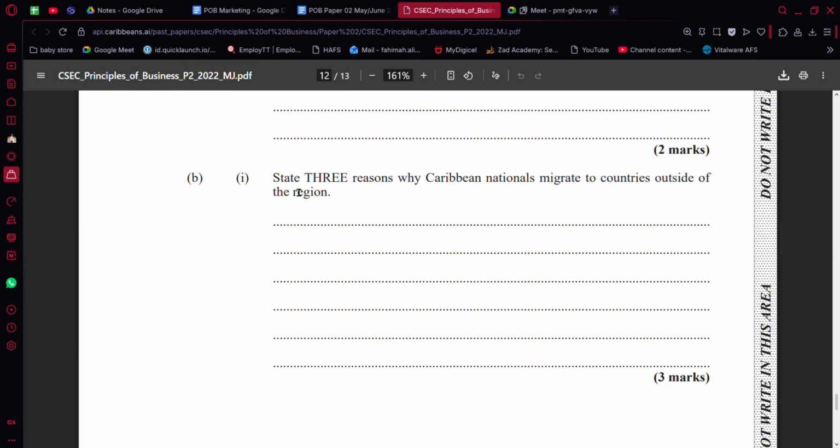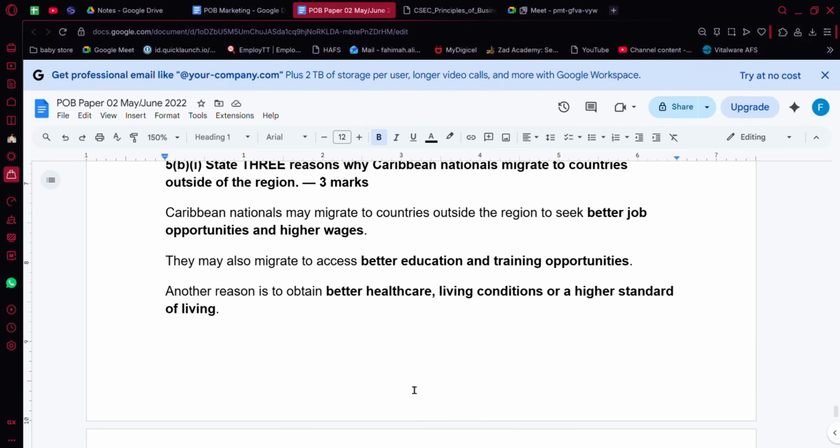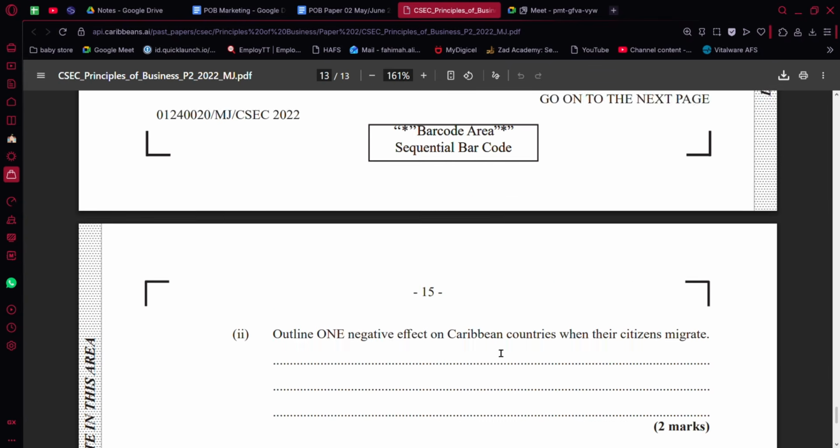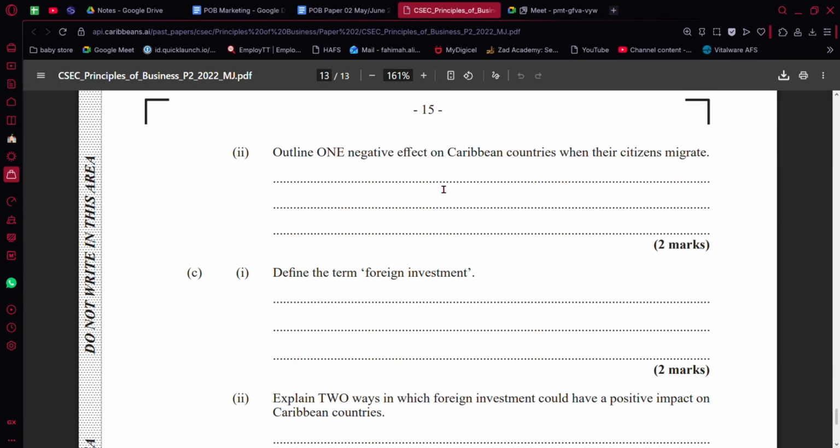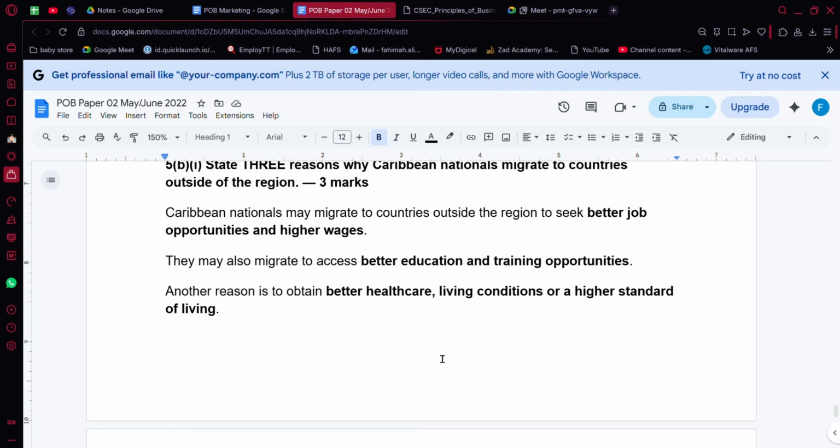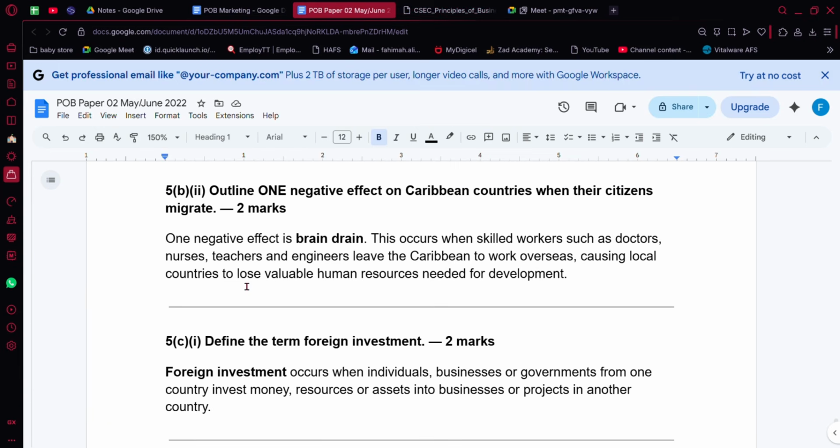State 3 reasons why Caribbean nationals migrate to countries outside of the region. Caribbean nationals may migrate to countries outside of the region to seek better job opportunities and higher wages, to access better education and training opportunities, and to obtain better healthcare, living conditions, or a higher standard of living. Next question, outline one negative effect on Caribbean countries when their citizens migrate. One negative effect is the brain drain. This occurs when skilled workers such as doctors, nurses, teachers, and engineers leave the Caribbean to work overseas, causing local countries to lose valuable human resources needed for development.